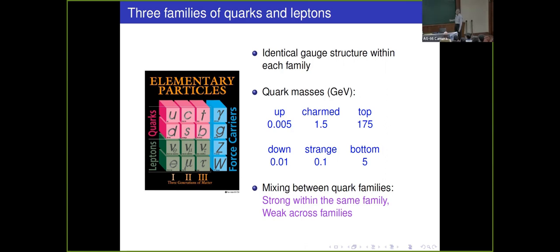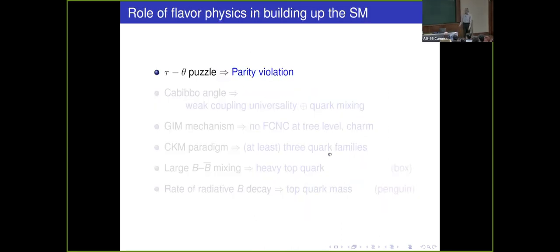Also, we know that the quark family is mixed. We will look at that in detail. And mixing is rather strong within the same family. U and D have, well, not mixing, but strong coupling, but across the families, it becomes smaller and smaller. So that's the general principle.